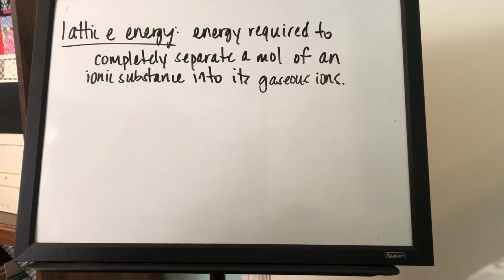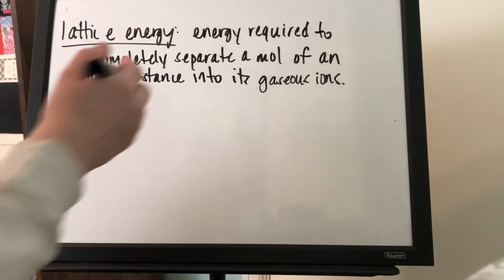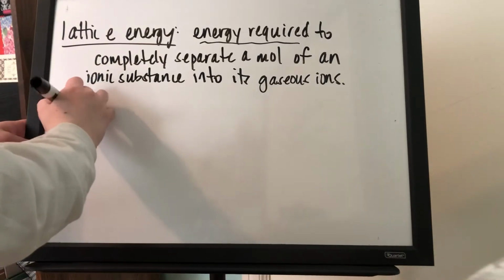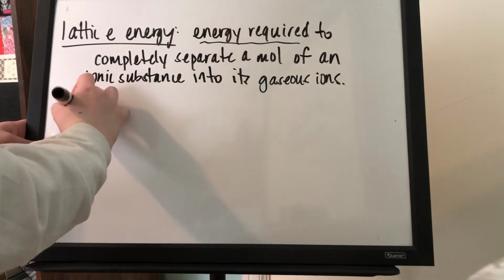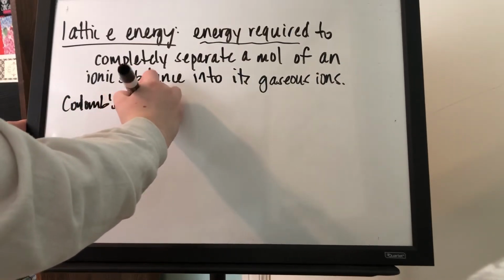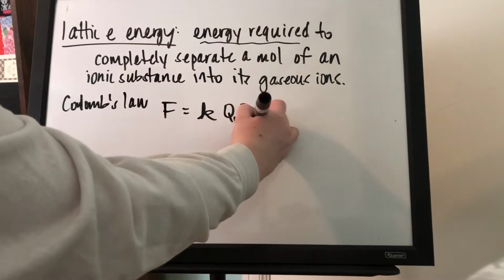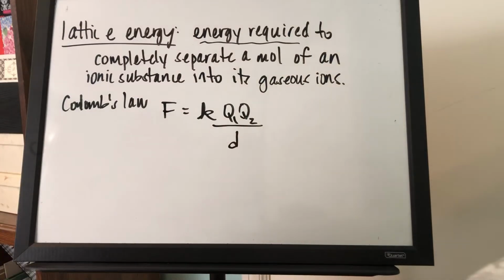If you think about it, when a bond is formed, energy is released. So when a bond is broken, it requires energy. This process requires energy to break apart our previously formed ionic compound. In our previous chapter, we learned about Coulomb's law, which says that the force of attraction is dependent upon the size of the charges and the distance between them. If you remember talking about that.